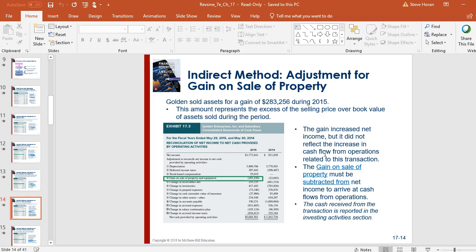So that's why we're doing it. There was a gain, and we subtract the gain. We don't want it to show up in this section. Instead, we want it to show up in the investing section. So we're just taking it out of this section because we don't want this section to show cash provided by doing what that business does. Buying and selling electronics to consumers.